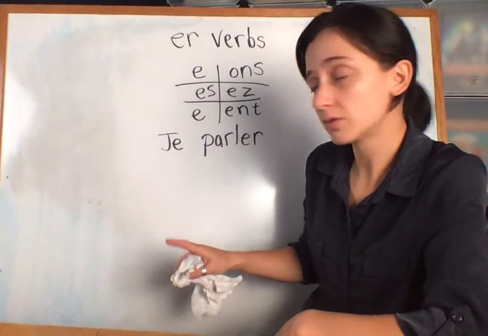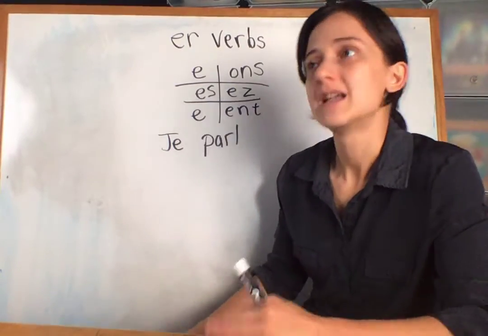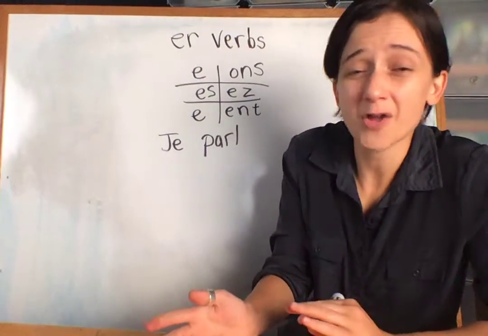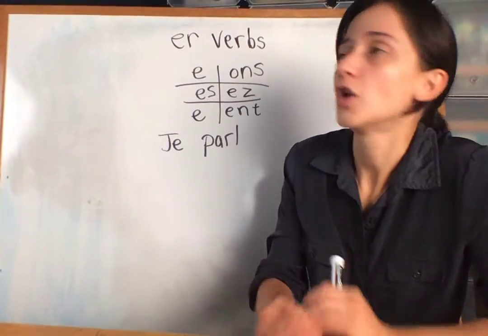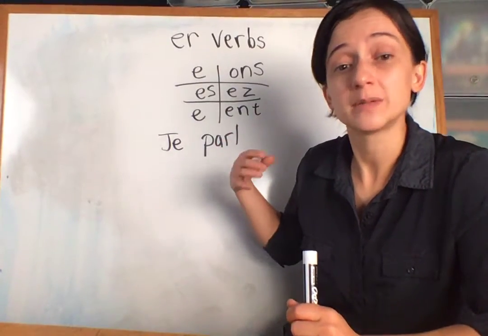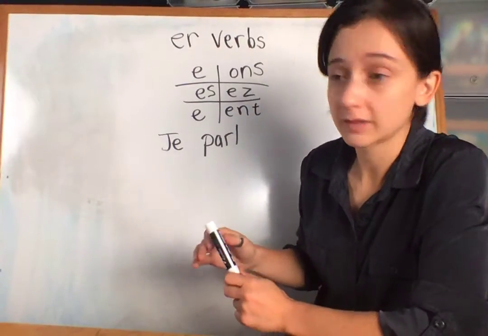The first thing you do to this ER verb is you're going to take off the ER. Take it off. Don't argue, don't overthink it, don't say like, oh, I'm only going to take off the R because I'm only going to put the E back on. No, don't do it because I am teaching you something that's going to be used later on. So take off the ER.